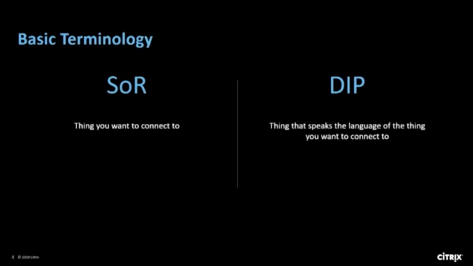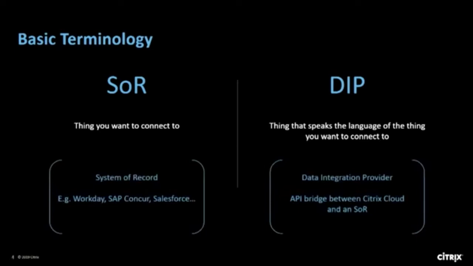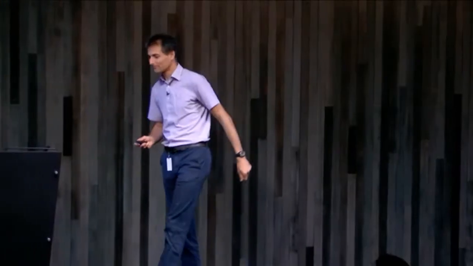Stick with me. Basic terms you should understand by the end of this presentation: system of record, an SOR, and a data integration provider. Really, really simple. The thing you want to talk to, like ServiceNow, is an SOR, and the thing you're going to use to talk to it is a DIP, or a data integration provider. All right? So if you remember this, you will stick with me through this deck. If you don't remember this, you'll be very confused about 5 minutes in. So make sure you get it.